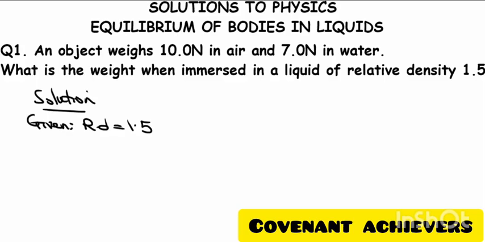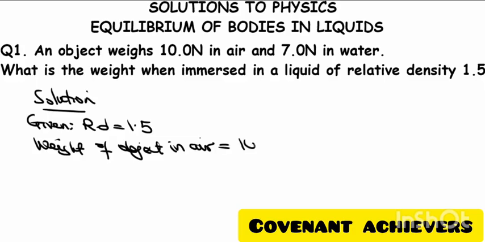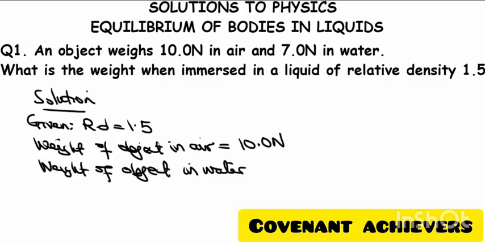Weight of object in air, as we can see in the question, is 10.0 Newton. Also, we have the weight of object in water, and that is 7.0 Newton.